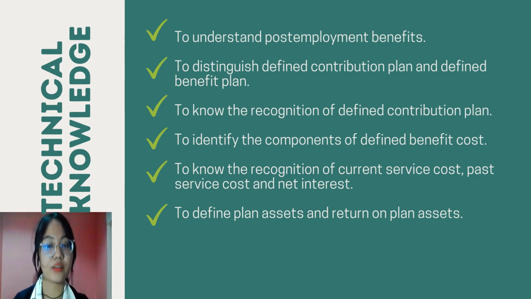Before we start, let us know the technical knowledge or the objectives of this chapter. First, to understand post-employment benefits. Second, to distinguish defined contribution plan and defined benefit plan. Third, to know the recognition of defined contribution plan. Next is to identify the components of defined benefit costs. To know the recognition of current service costs, past service costs, and net interest. And finally, to define plan assets and return on plan assets.